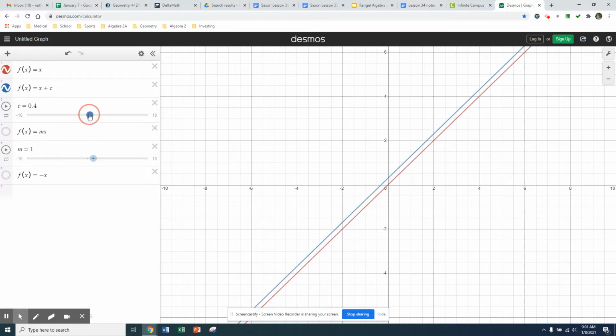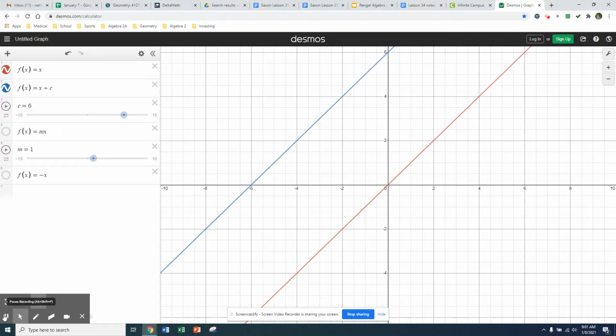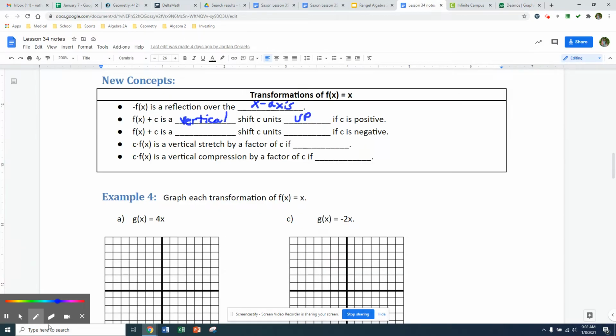But as that y-intercept changes positive, we can see that it lifts up my line however many units I'm adding on. If I add on 2 units, it lifts my line up 2 units. So c is 2, it lifts up 2. If c is 4, it lifts up 4. If c is 6, it lifts up 6. So if we add on a number of units to the y-intercept, here called c, that moves the line up that many units. Here we would say that f of x plus c is a vertical shift if c is positive.